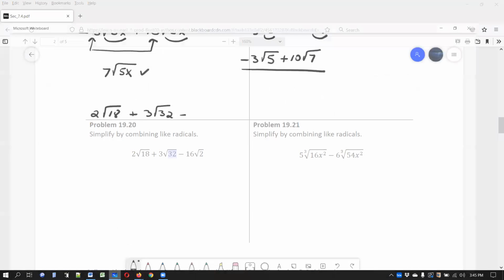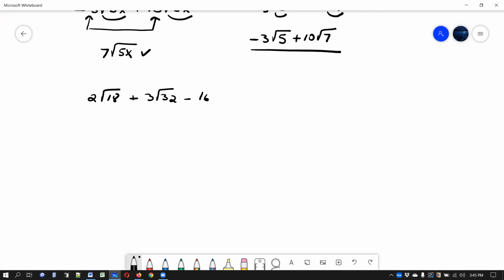minus 16 radical 2. Okay, again, at first, it's not possible to do the addition as is, but we can simplify. So I can write 18 as that. I can rewrite 32 as, maybe we'll just make sure that we write this a little bit better. And there's nothing I can simplify with radical 2 here.